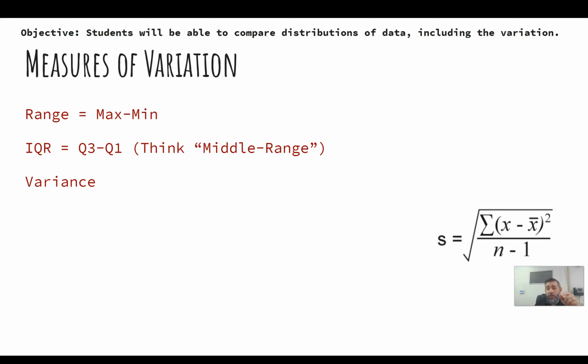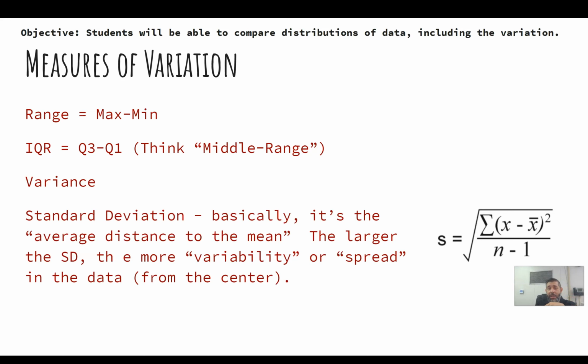If I square root the variance, which is what I have there in this formula, I get what we call the standard deviation. This is one of the big guys that we use to measure variation.